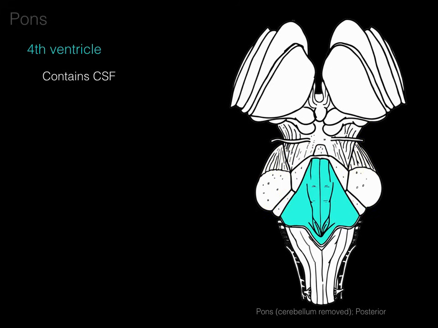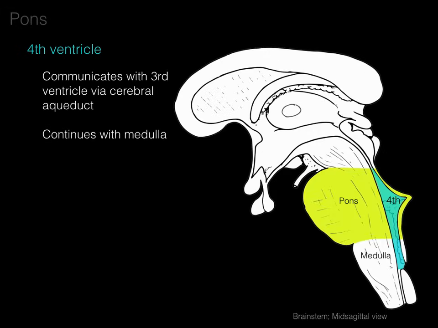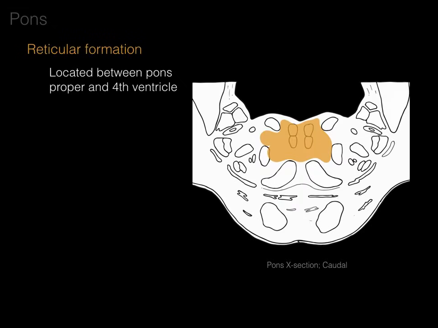There in blue is the fourth ventricle. It contains cerebrospinal fluid, and this fourth ventricle communicates with the third ventricle via the cerebral aqueduct, and it continues down into the medulla. So there we can see that cerebral aqueduct going up into that midbrain. And there's the third ventricle, continuation from the cerebral aqueduct and down below, through the medulla and that fourth ventricle, that whole continuation of this ventricular system. Within the pons, there's also the reticular formation, and it's located between the pons proper and that fourth ventricle.